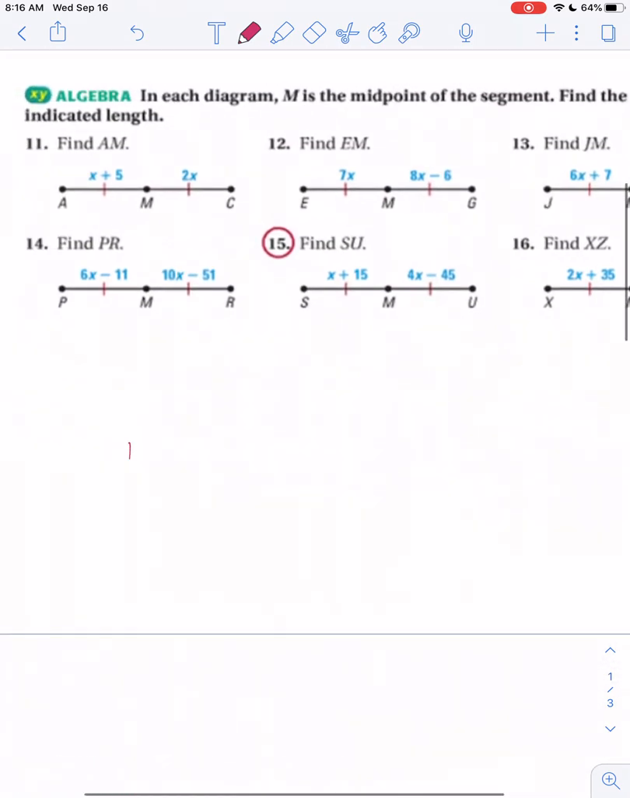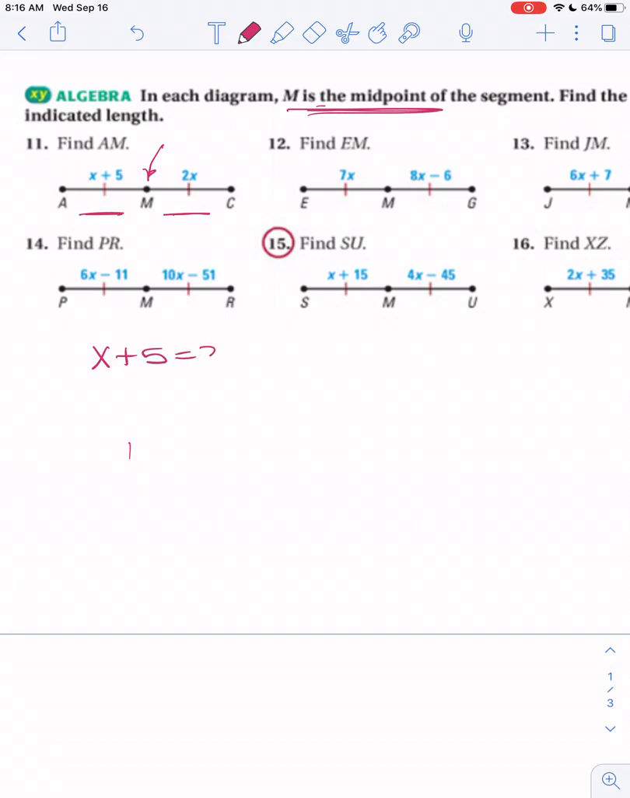Let's go ahead and use that segment addition postulate we learned in the last lesson. So they're telling us point M is the midpoint right there. So that tells me that this side is the same as this side. It's right in the middle. So that allows me to say that x plus 5 equals 2x. Make sure they tell you in the directions that you have a midpoint. If they don't, you can't assume that it's in the middle. So I know that those two segments are equal.